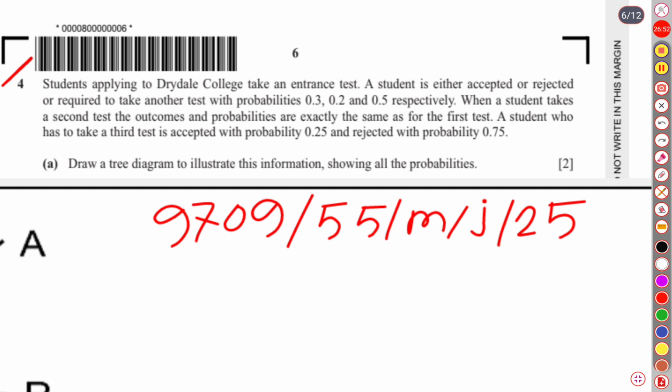Students applying to Drydale College take an entrance test. A student is either accepted or rejected or required to take another test with probabilities 0.3, 0.2, and 0.5 respectively. When a student takes a second test, the outcomes and probabilities are exactly the same as for the first test. A student who has to take a third test is accepted with probability 0.25 or rejected with probability 0.75. Draw a tree diagram to illustrate this information showing all the probabilities.